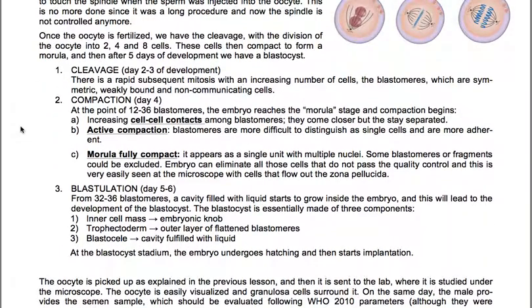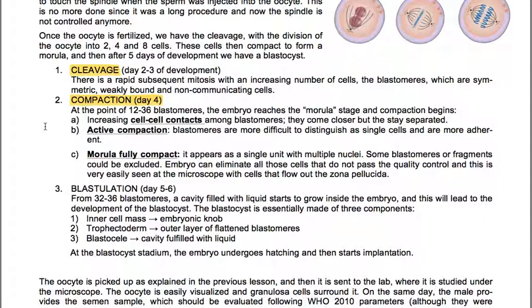So we have cleavage at the second, third day of development. There is a rapid subsequent mitosis with an increasing number of cells, the blastomeres, which are symmetric, weakly bound, and non-communicating cells. Then compaction at the fourth day: at the point of 12-16 blastomeres, the embryo reaches the morula stage and compaction begins. We have increasing cell-cell contacts among blastomeres. They become closer, but they stay separated.